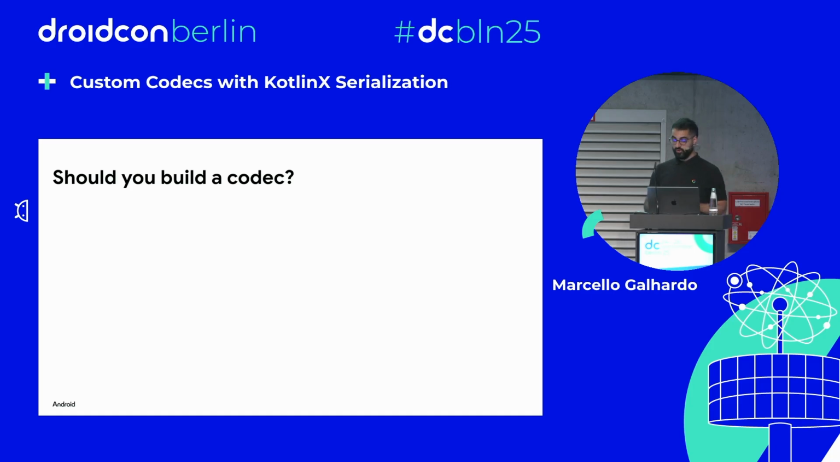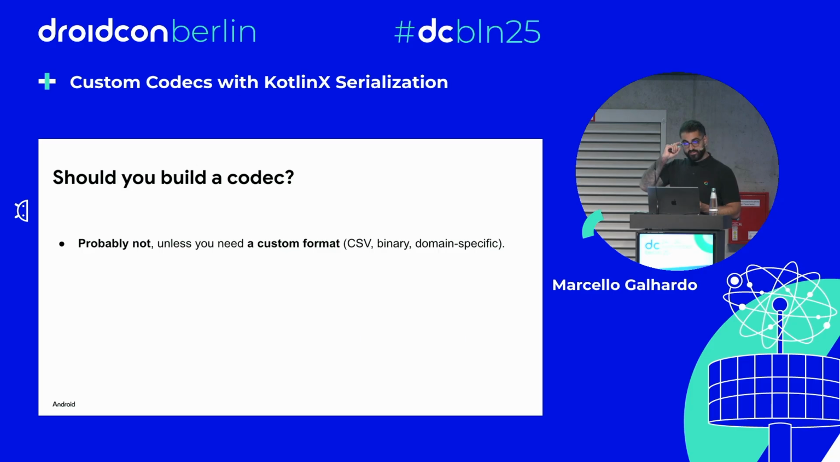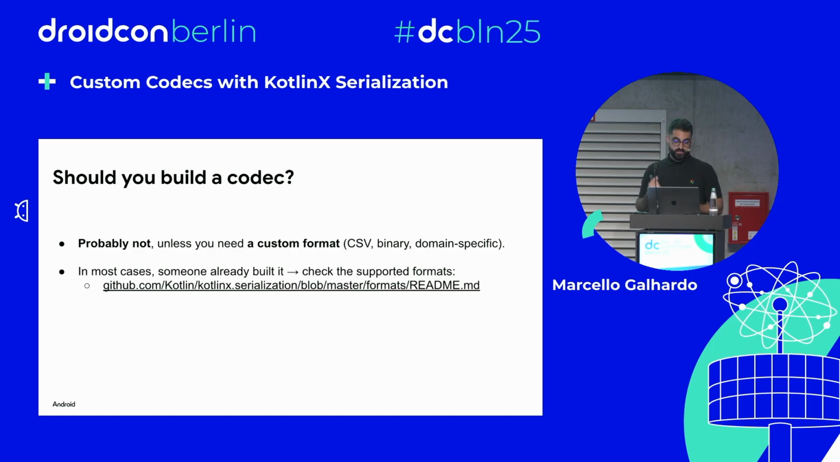So should you build your own codec if you want? The answer is probably not, unless you really need something like a custom format, a binary specific format, something domain specific, I don't know. And in most cases, someone already built that. So it's better to check the supported formats in the KotlinX Serialization GitHub page and docs. Contribute to that codec, or if not, build your own. That's basically what you need to build a codec.